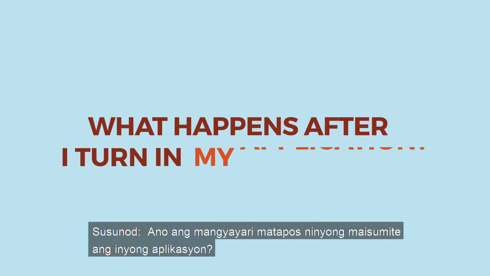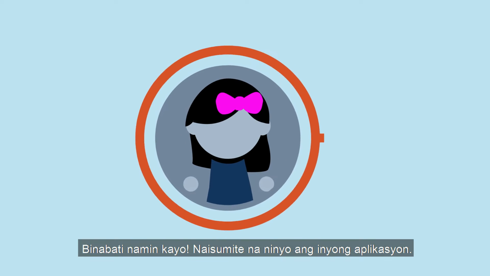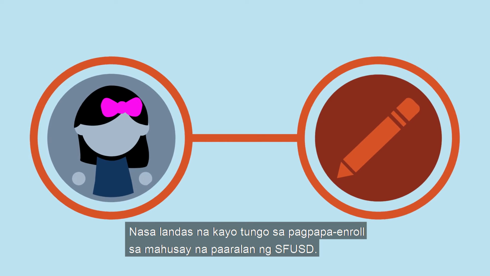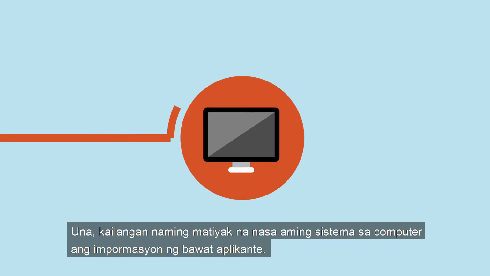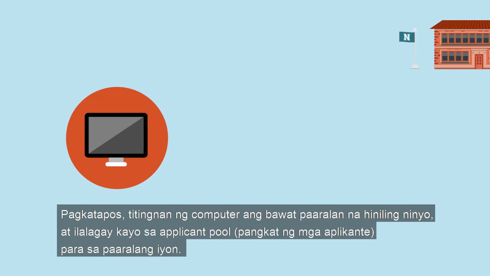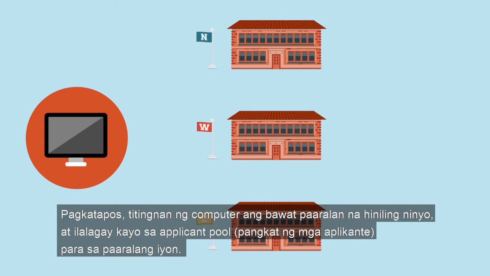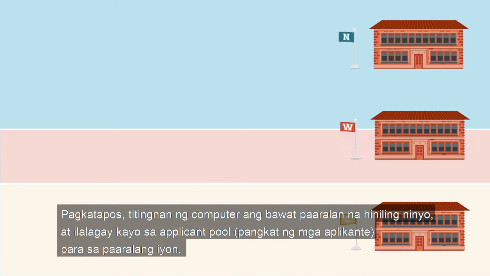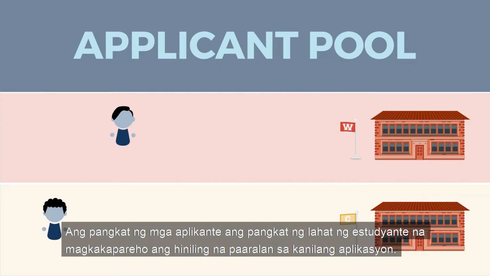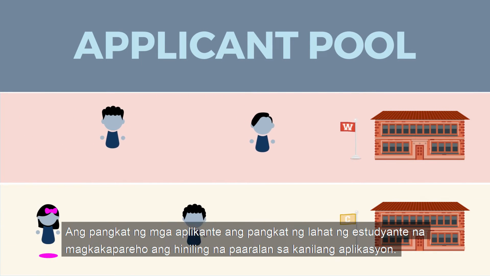Next, what happens after you turn in your application? Congratulations! You submitted your application. You are on your way to enrolling in a great SFUSD school. First, we make sure every applicant's information is in our computer system. Then, the computer looks at each school you requested and puts you into an applicant pool for that school. An applicant pool is a group of all students who requested the same school on their application.